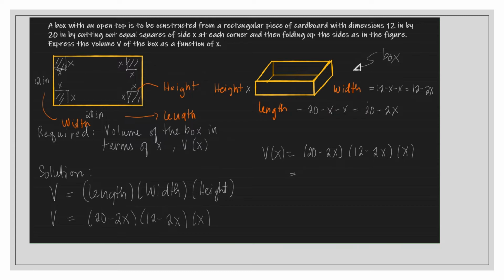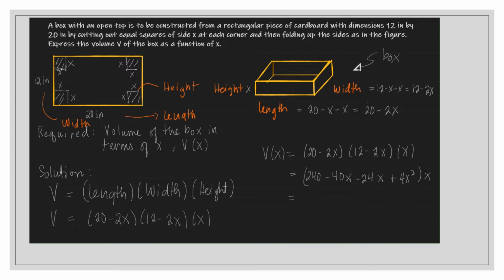So let's say we want to multiply each of these expressions. So we will have 20 minus 2x times 12 minus 2x. So let's distribute. 20 times 12 gives us 240, minus 40x, minus 24x, plus 4x squared. And then we still have an x outside.